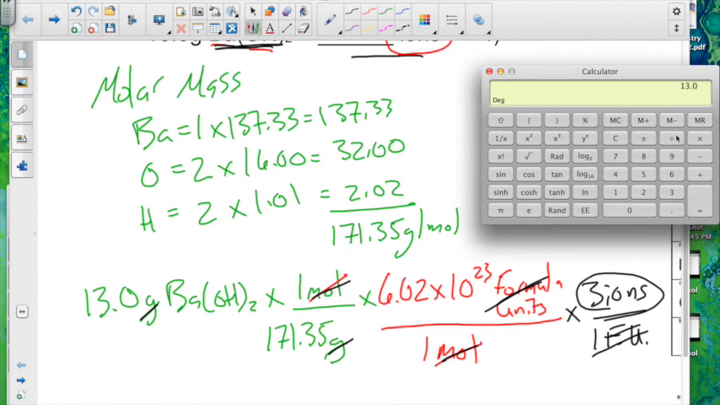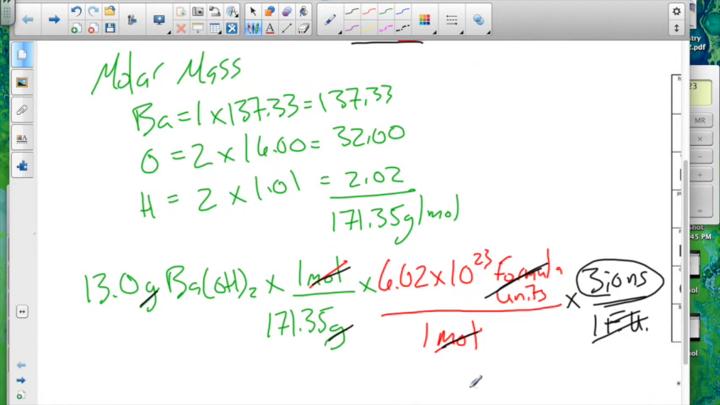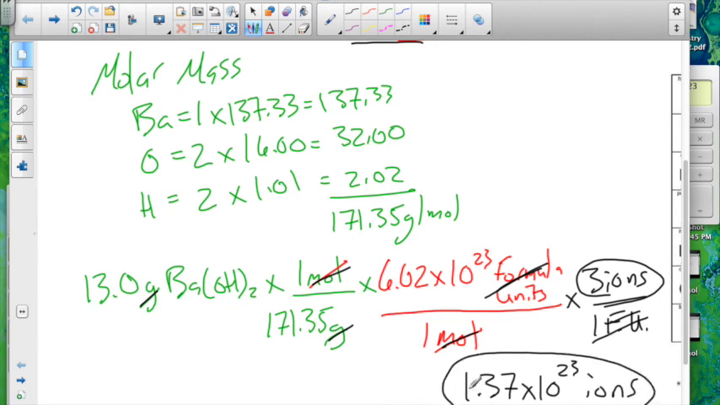13.0 grams divided by 171.35 grams per mole times 6.02 times 10 to the 23 times 3 ions, and that's going to equal 1.37 times 10 to the 23 ions. So our total here is 1.37 times 10 to the 23 ions. And that's how many ions are in 13 grams of barium hydroxide. Okay, so I'm going to leave that up there for a second. You can copy that down. I'm going to erase.